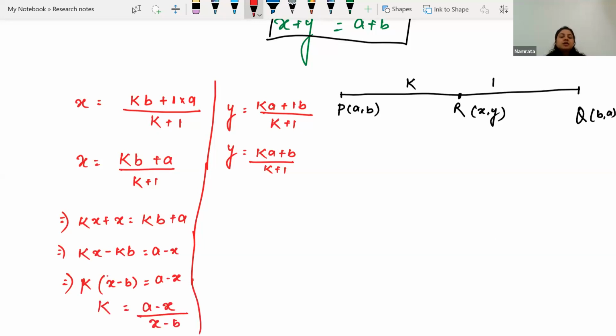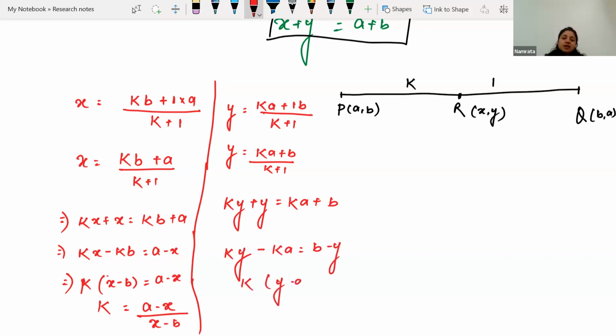Similarly, from the other case also we are going to find k in terms of y. So we will have ky plus y is equal to ka plus b. We keep k on one side: ky minus ka is equal to b minus y. Taking k common, k times (y minus a) is equal to b minus y. And k will be (b minus y) by (y minus a).